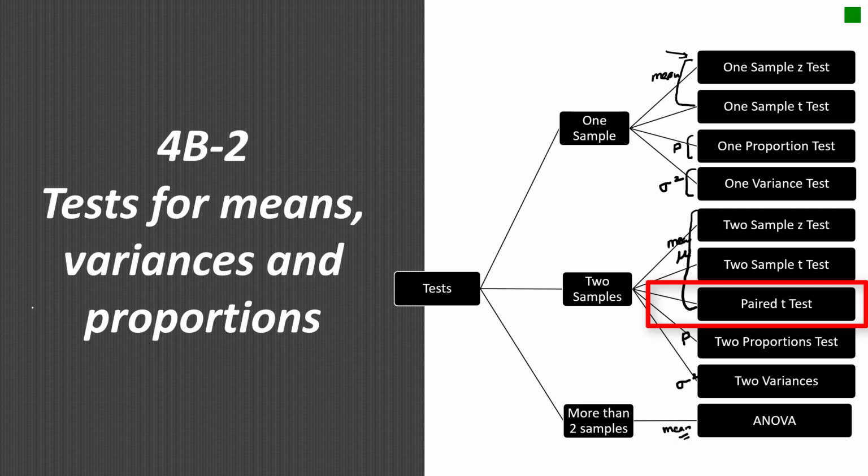You use paired T test when you take an exam before the course and the same exam after the course to check how much improvement students have gained. That's a paired T test.